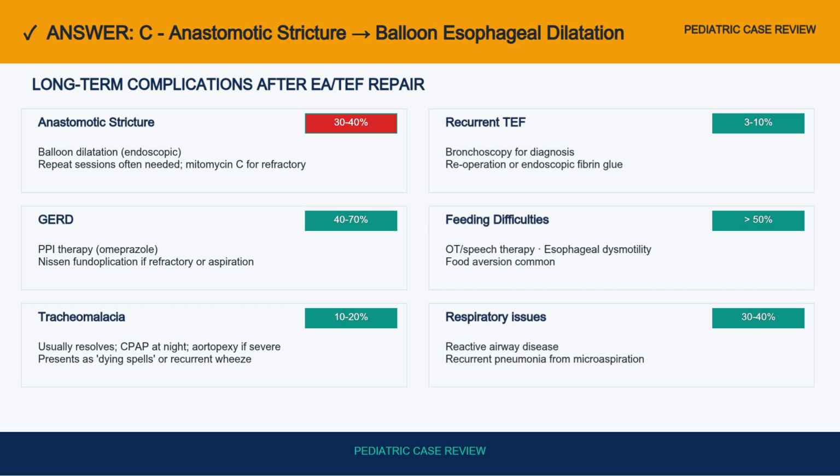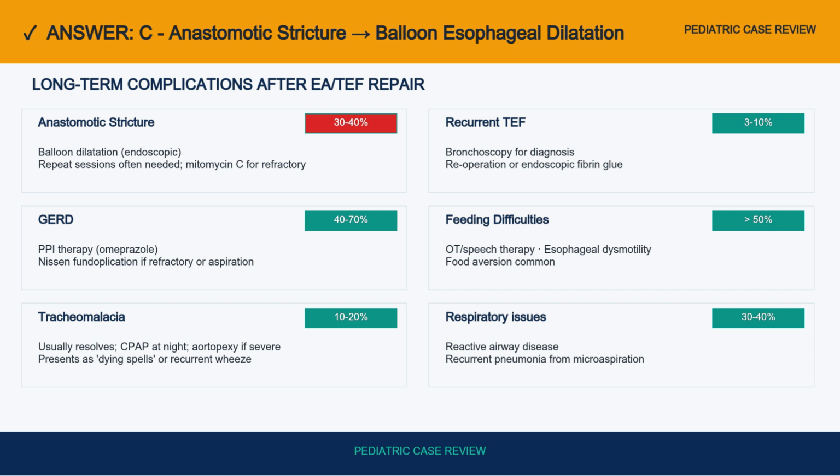This is the most common long-term complication after esophageal atresia repair, affecting 30 to 40% of patients. It typically presents as progressive dysphagia for solids weeks to months after surgery, and in infants it manifests as food refusal, gagging, and poor weight gain. Endoscopic balloon dilatation is the first-line treatment and often requires multiple sessions. Mitomycin C can be applied topically for refractory strictures.